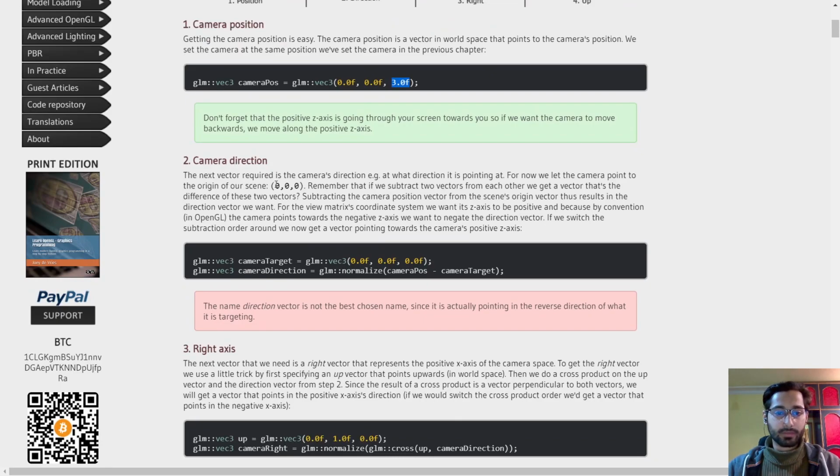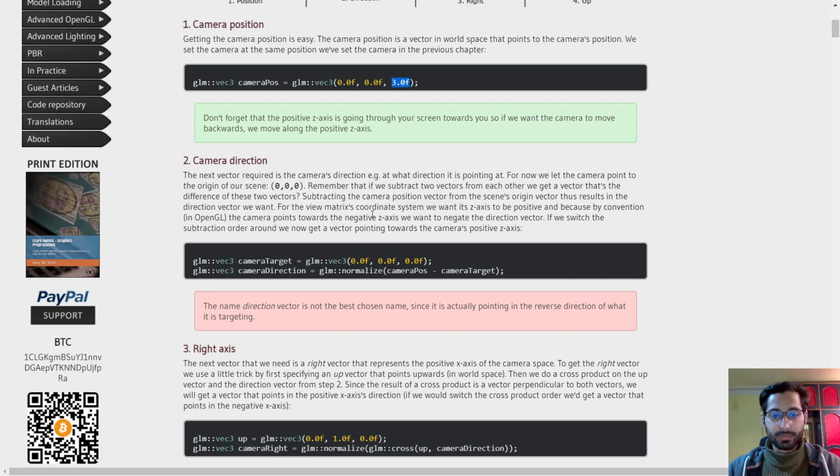Camera direction. The next vector required is the camera's direction. For example, at what direction is it pointing at? For now, we let the camera point to the origin of our scene, 0, 0, 0. Remember that if we subtract two vectors from each other, we get a vector that's the difference of these two vectors. Subtracting the camera position vector from the scene's origin vector thus results in the direction vector we want.